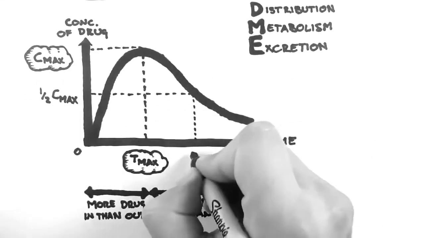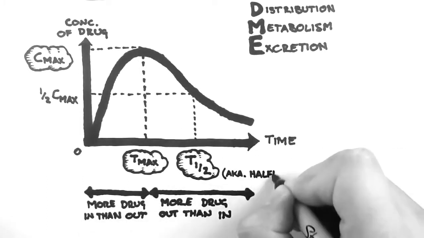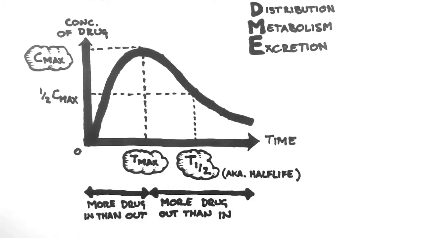And therefore, the half-life, which is often denoted T half, is the time between Tmax and where I've drawn T half here. So just to summarise, the time it has taken for the drug to drop from its maximum level to half of its maximum level is the half-life. On this graph, this is the time between Tmax and where I've drawn T half.